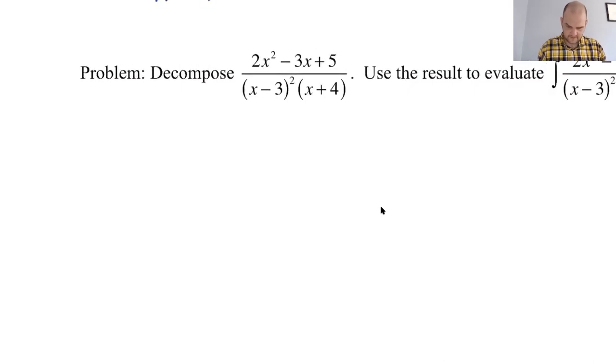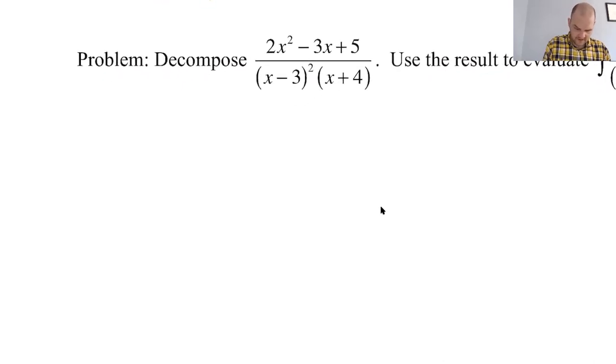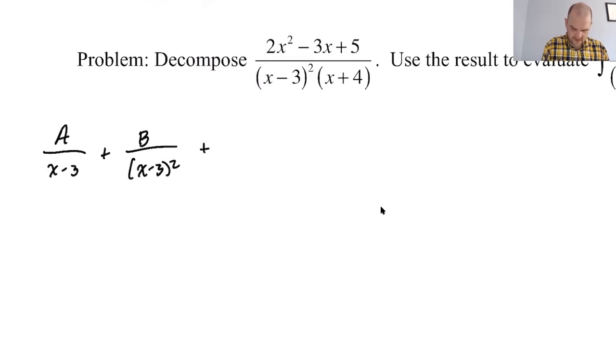So what do we got here? We're going to do a over x minus 3 plus b over (x minus 3) squared plus c over x plus 4. So what can I use the cover-up method on? I'm definitely going to be able to find c by using the cover-up method, because that's a non-repeating linear factor. Cover-up method will always work on those. We can also find b because its denominator is the highest power of a linear factor.